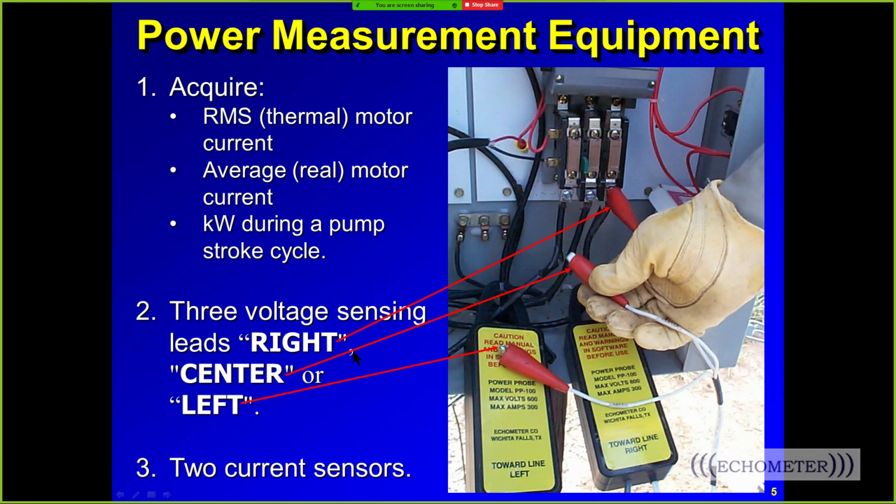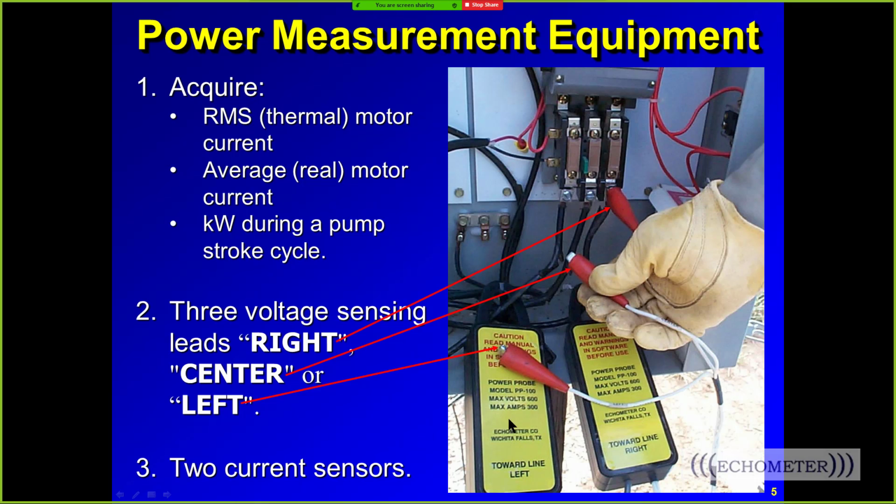We'll talk about that. Now, this is a picture of the wired power probes, and this is Rusty connecting the power probe inside the panel. And we can measure the thermal current that causes heating. We can measure the current flow, the real current, and we can measure the kW even during a stroke. And we measure it at up to 60 samples per second. And we can use that to do all kinds of analysis of the well.